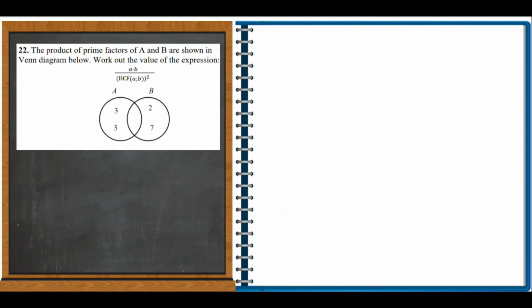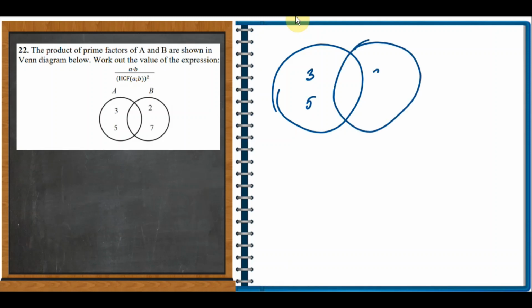Number 22. In this number, we see a Venn diagram. This Venn diagram illustrates the product of prime factors of a and b. Work out the value of the expression according to this a and b. So let's say our set A consists of 3 and 5, and set B consists of 2 and 7. We must find A multiplied by B over HCF of A and B, squared.